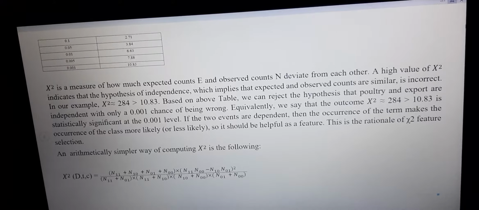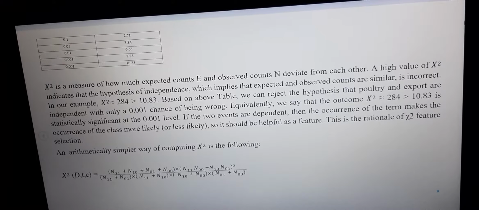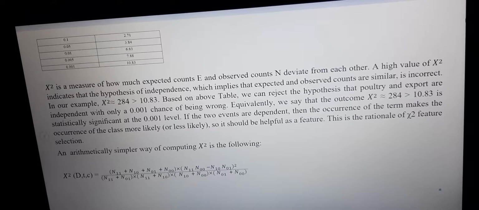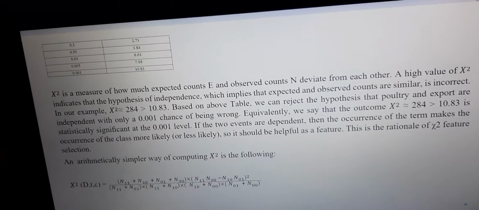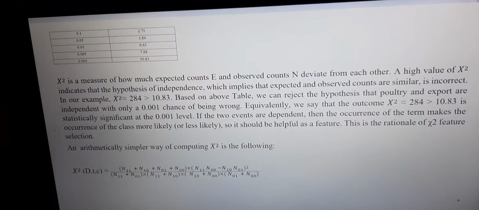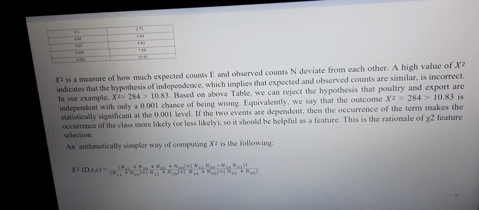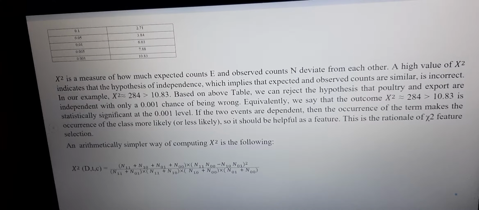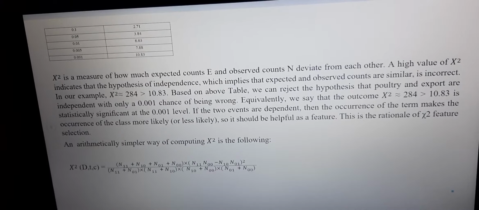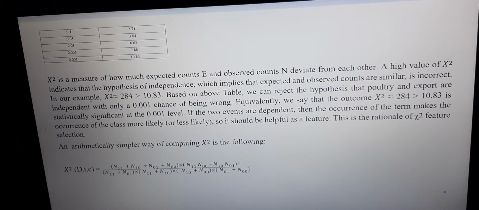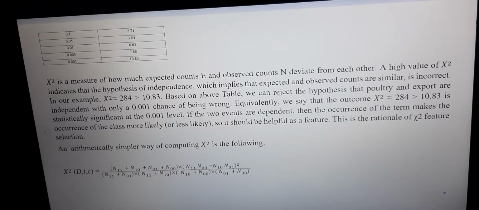An arithmetically simpler way of computing X-square is the following. X-square of t, c equals (N11 plus N10 plus N01 plus N00) times (N11 times N00 minus N10 times N01) whole square, divided by (N11 plus N01) times (N11 plus N10) times (N10 plus N00) times (N01 plus N00).